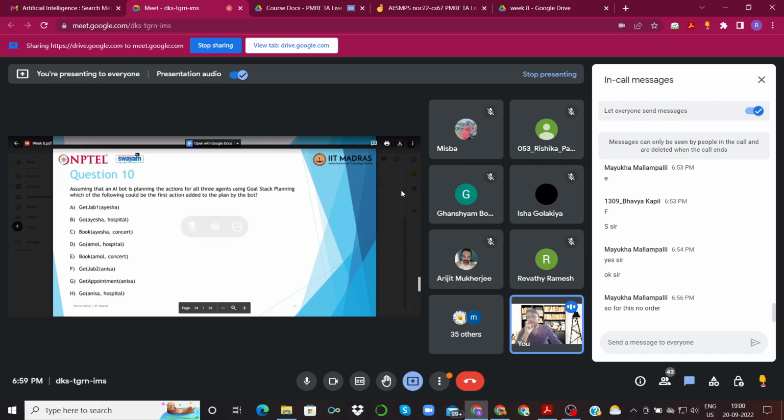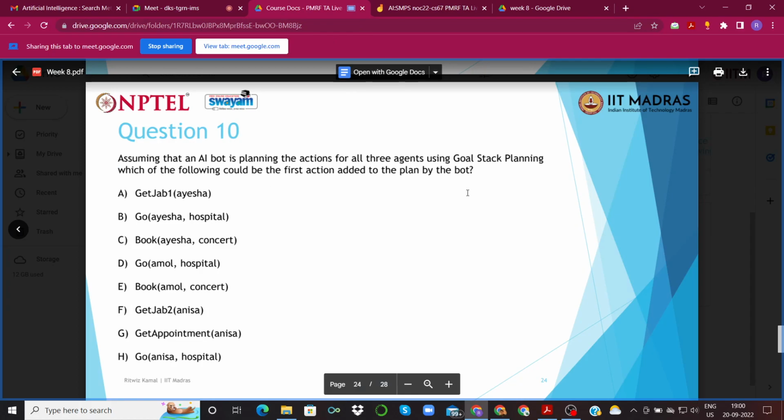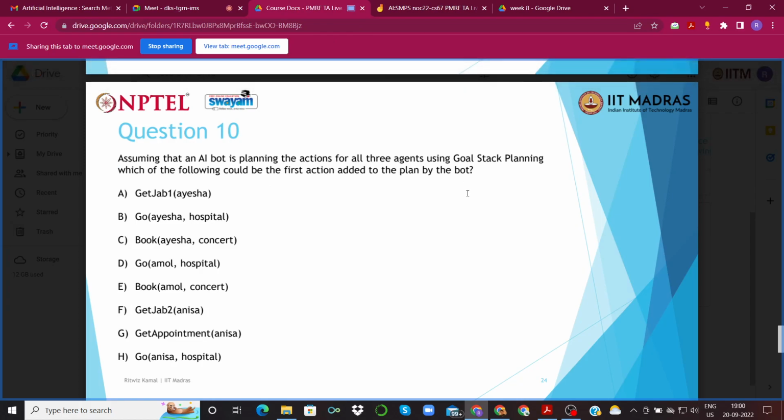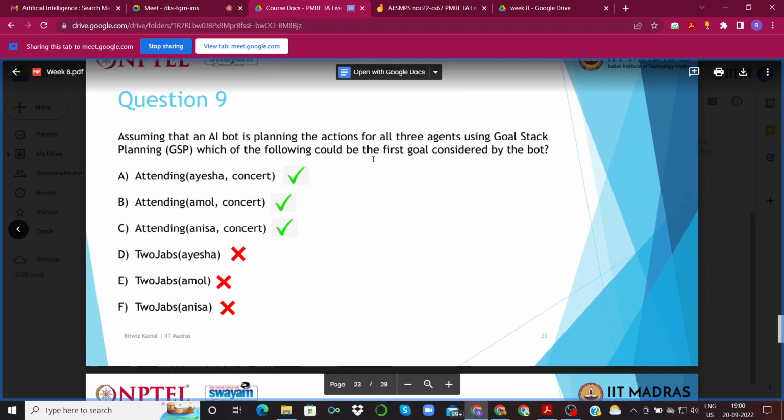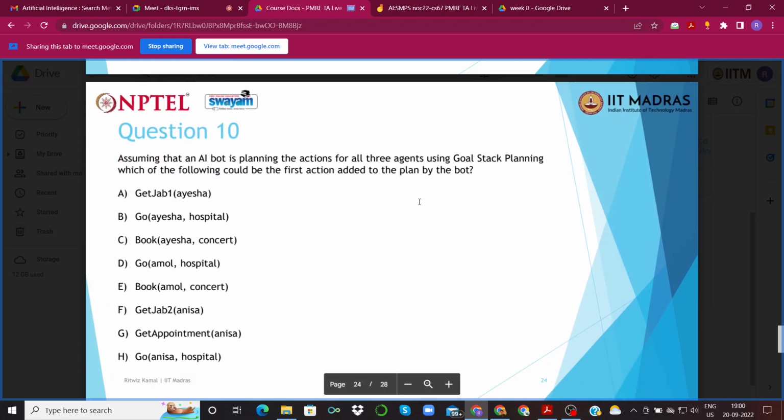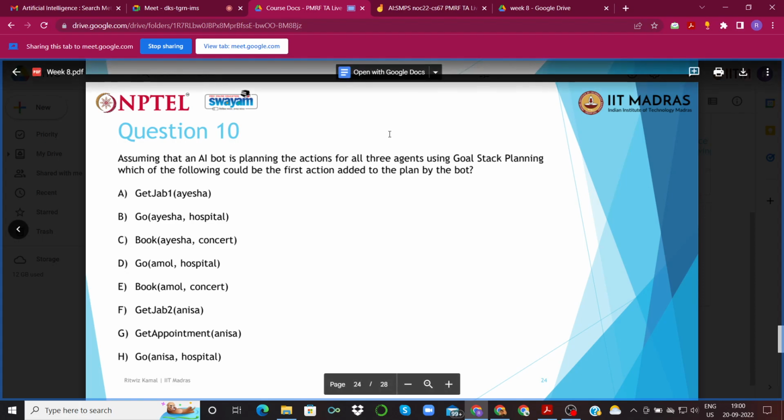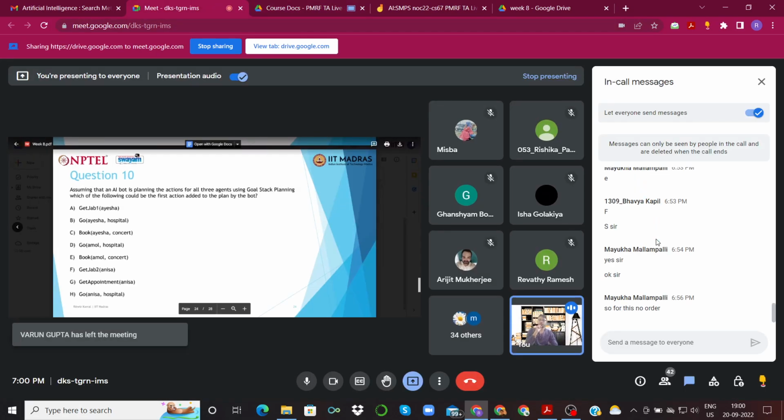Okay, no doubt. Then great. So this is a question related to goal stack planning also, and this is also a simple question where we don't actually need to go into the details of goal stack planning, but from the initial configuration only, in our minds, we can solve this. While the previous question asked what could be the first goal that we could consider, this 10th question asks what is the first action that could be added to the plan by the bot. So how do you think we could approach this?